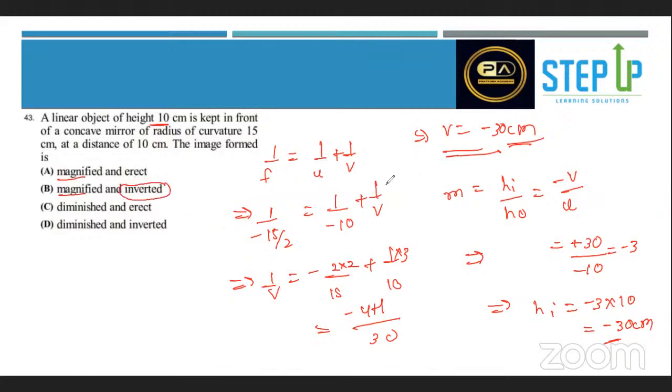And you can see here, the object distance is 10, the height of the object is 10, and the height of the image came out at 30 centimeters. You can say that this is a magnified image. So I can say option B is correct, because it's magnified. If the magnification is positive, the image is erect, and if it is negative, it is inverted.